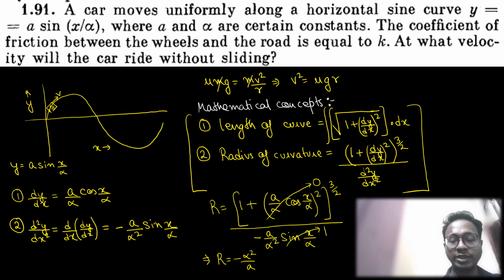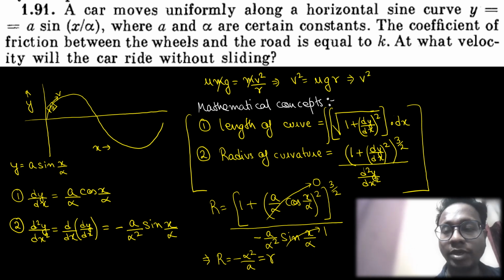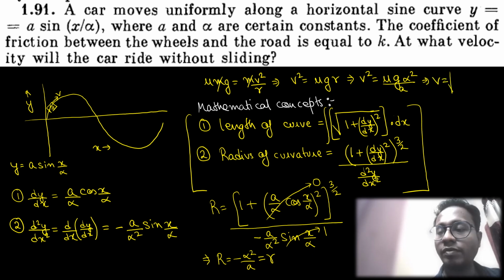Now if we substitute this value out here, what do we get? We get v square is equal to mu g. What is the value of r? Alpha square by a, or v is equal to under root of mu g alpha square by a, which is the same answer as before.